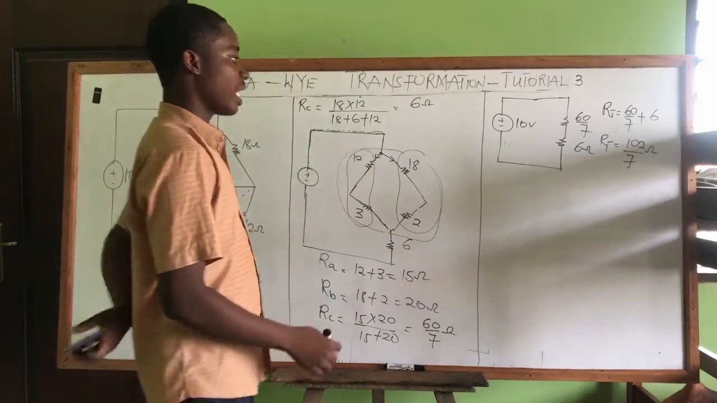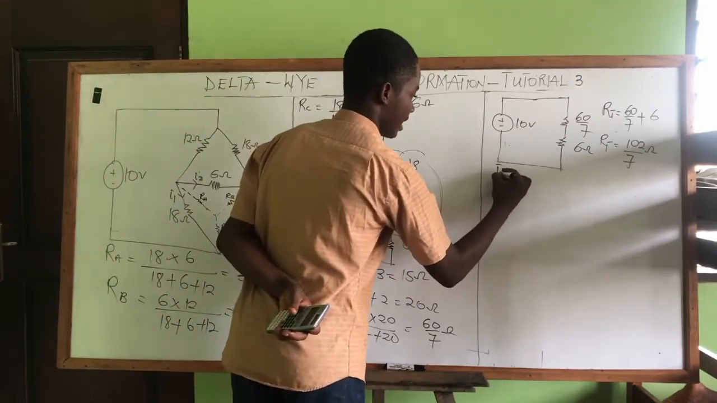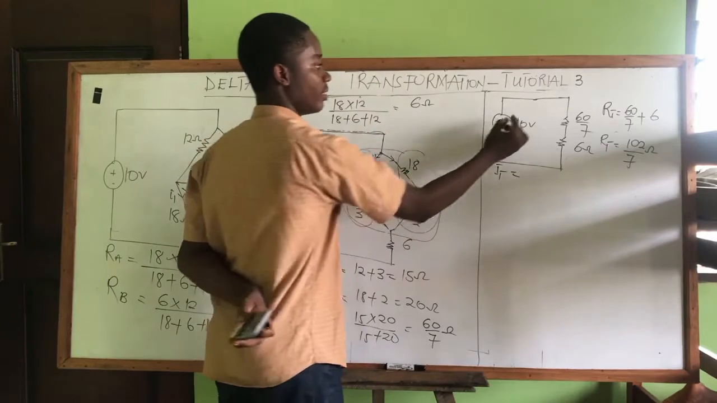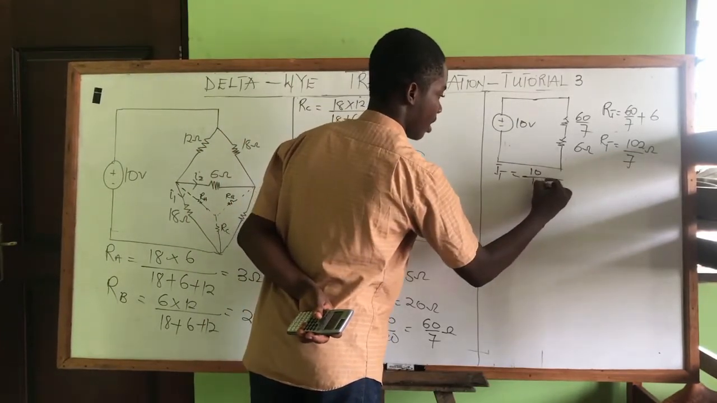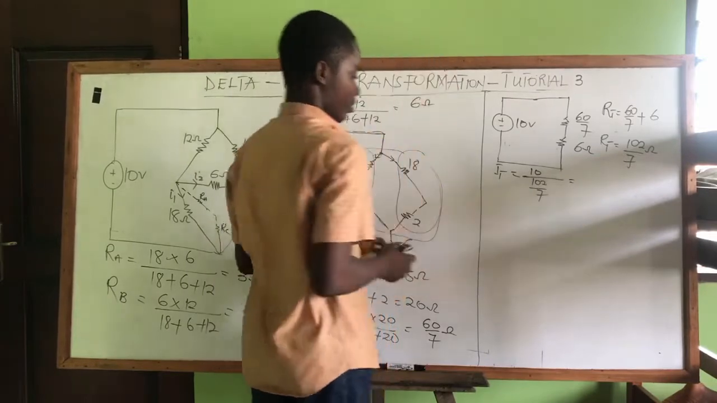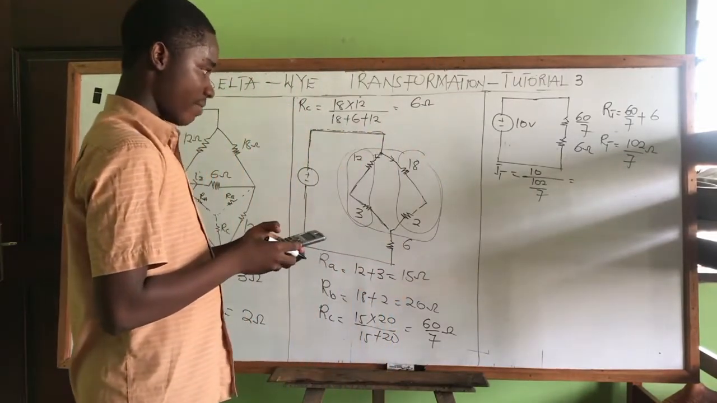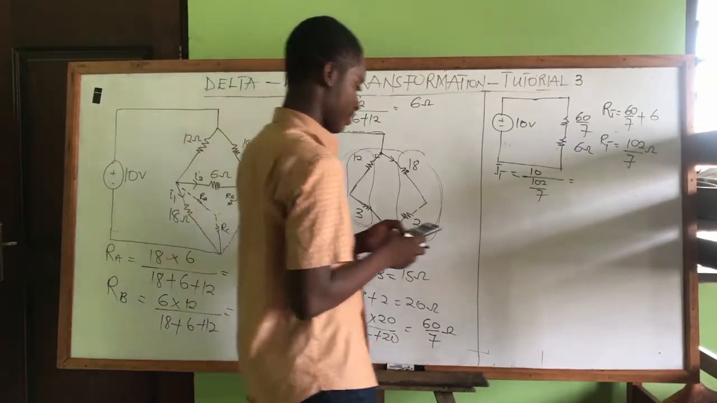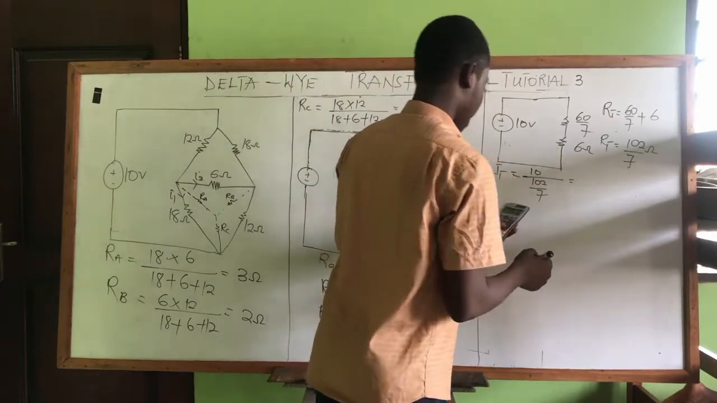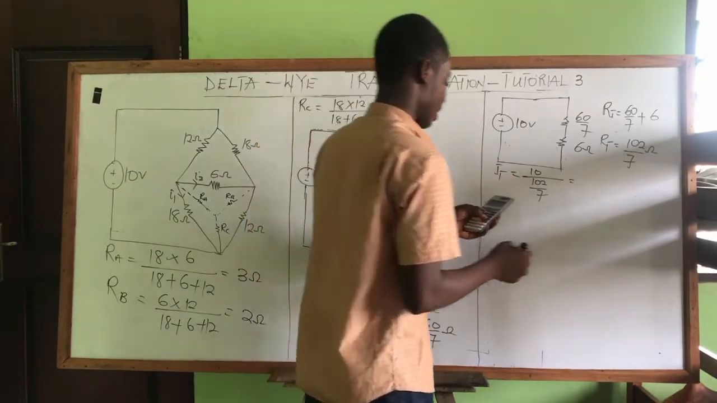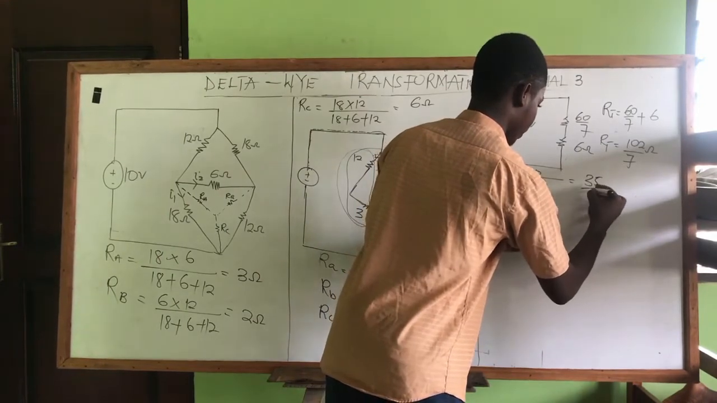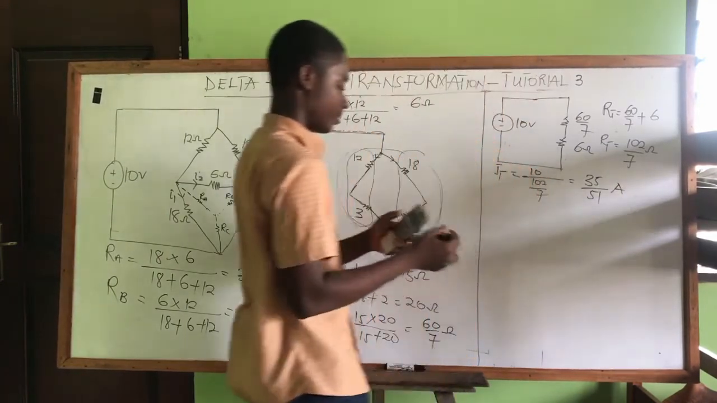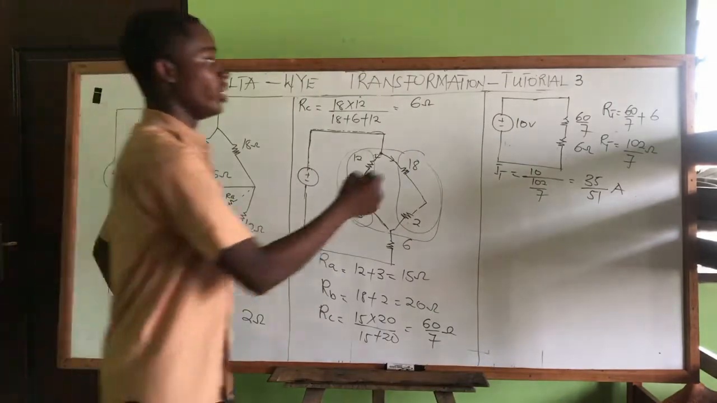So what is the total current? IT, from Ohm's law, is VT, that is 10, over RT. So 10 divided by the resistance is giving us the total current to be 0.686. In fraction, I have 35 on 51 amperes. So that's the total current flowing, IT.